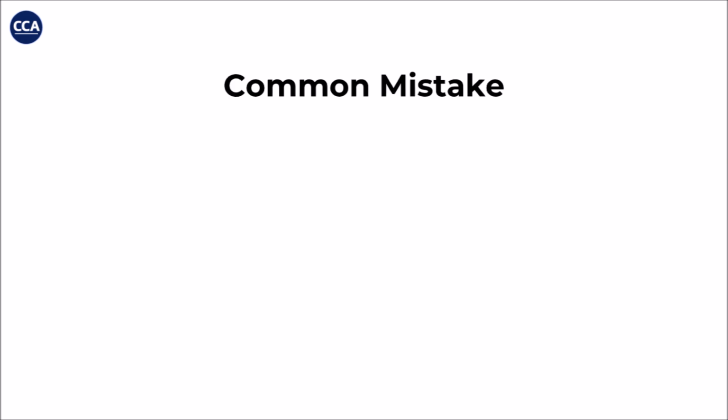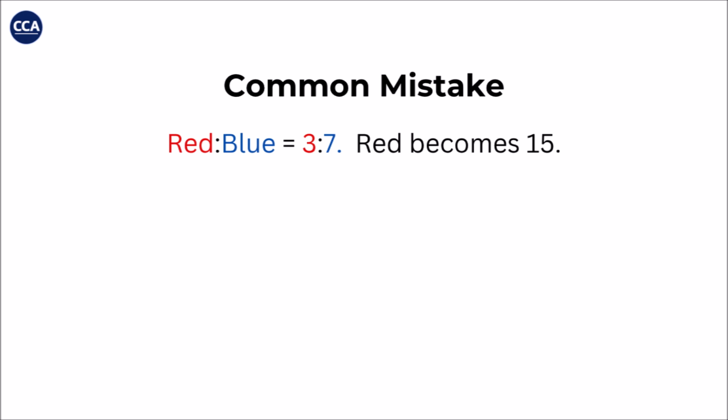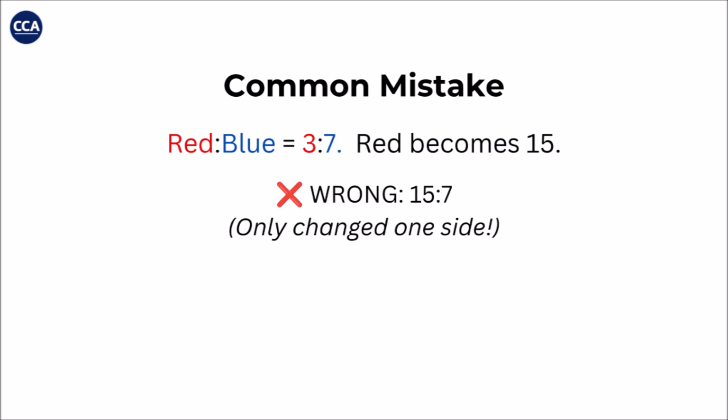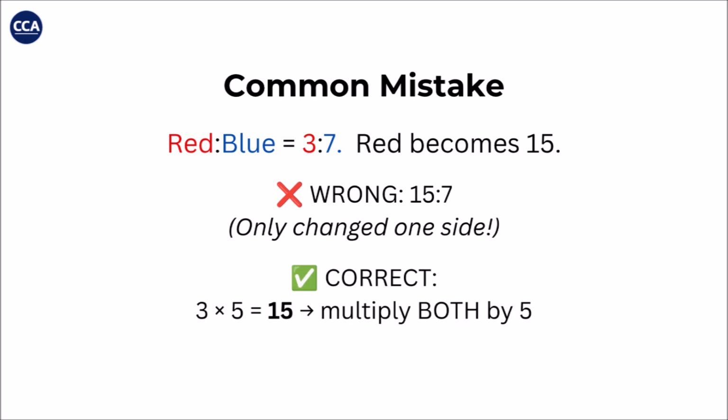Here is the most common mistake with equivalent ratios. A student is told the ratio of red to blue is 3 to 7 and needs to find an equivalent ratio where red equals 15. The student writes 15:7, keeping blue the same and only changing red. That is wrong. If red goes from 3 to 15, that's multiplied by 5. Blue must also be multiplied by 5. 7 times 5 equals 35. The correct equivalent ratio is 15:35. Never change one side without changing the other. Both sides must be multiplied or divided by the same number always.